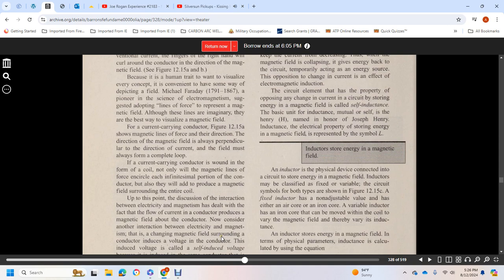Symbol of most types is shown in figure 12.15. The fixed inductor has a fixed value, and the adjustable inductor can have either an air core or an iron core. The variable inductor has an iron core that can be moved within the coil to vary the magnetic field, thereby varying the inductance.